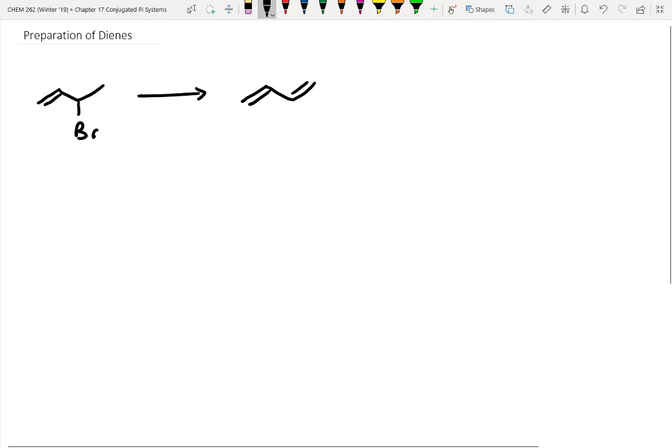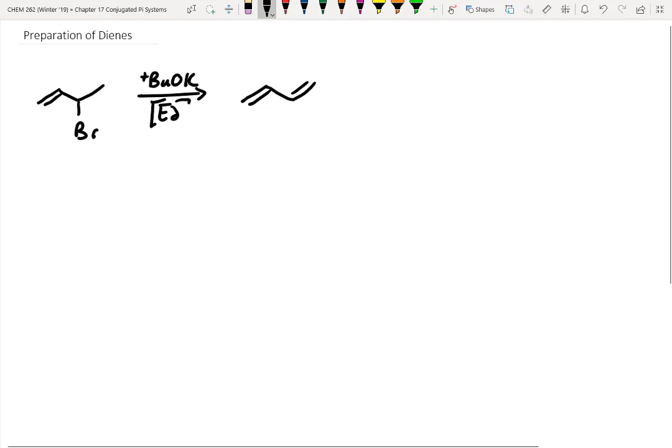What reagent would we need for this reaction? Looks like elimination, so we need a base. Yeah, tert-butoxide. Would this be E1 or E2? E2, because it's a strong base.